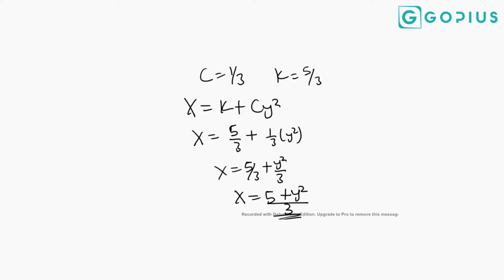Even if you want to cross multiply the 3 to this side, you have 3x equals 5 plus y square, still the same thing. That is our formula connecting the variables. This is how we handle partial variation. x is partly constant, so you write x equals a constant, and partly varies directly, or it can be indirectly, with some other variable. All right, so this is what we have for partial variation.